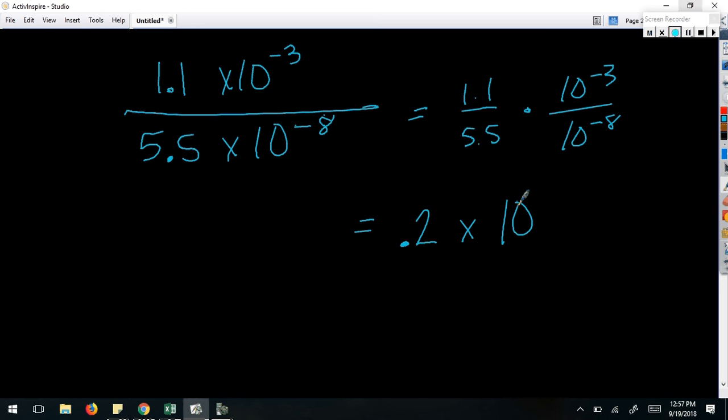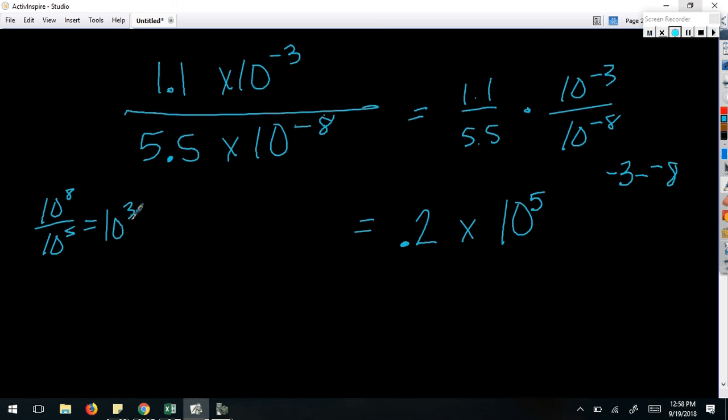Whenever I have this, a lot of you said go ahead and move the negative, and you can if you want to, or you can subtract. Negative exponents are okay in scientific notation. What is negative 3 minus negative 8? Now, had you moved them and made them positive and then subtracted, you would be back at the same thing.